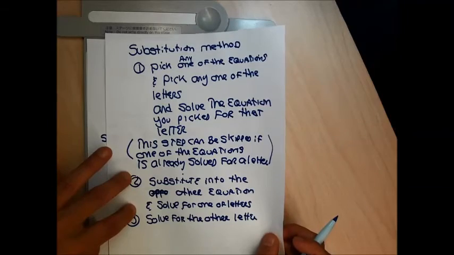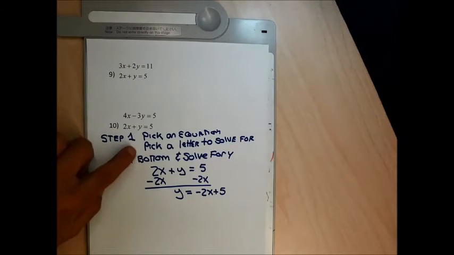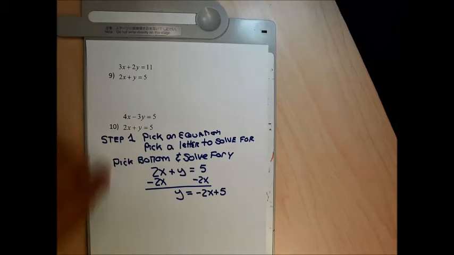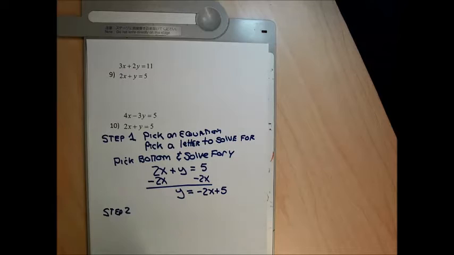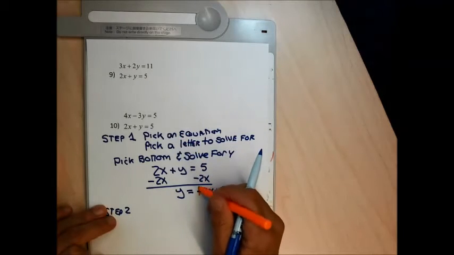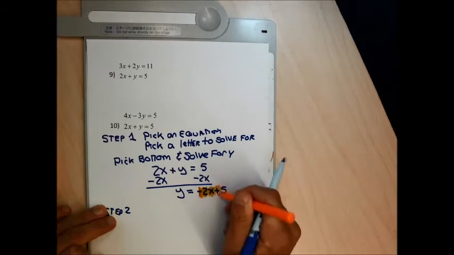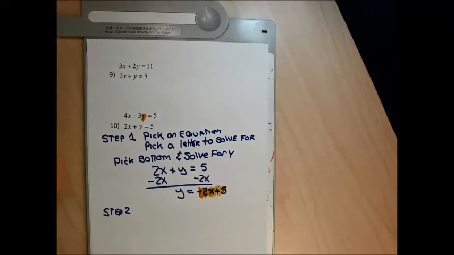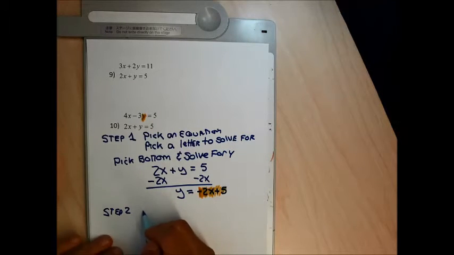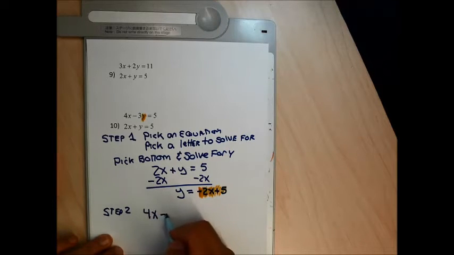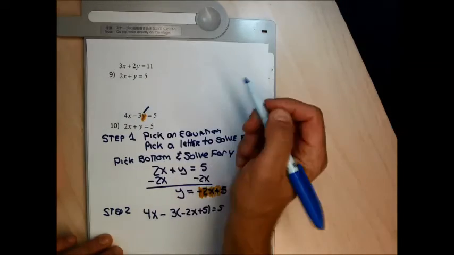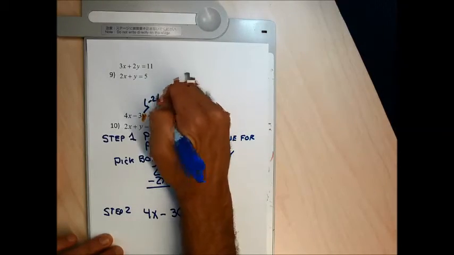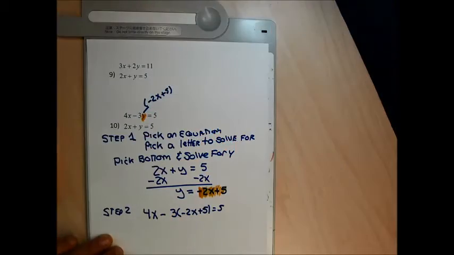Now I'm going to substitute it into the other equation. So I pick the bottom equation. I'm going to substitute it into the other, which is the top equation. So for my step 2, into the top equation, I'm going to replace the y in that top equation with negative 2x plus 5. So I'm going to rewrite the top equation as 4x minus 3 times negative 2x plus 5 equal to 5. That's just taking that right there and putting it inside of parentheses with a negative 2x plus 5 and leaving everything else intact.